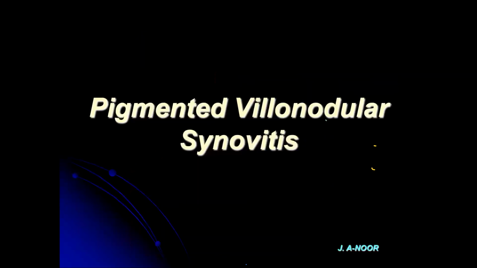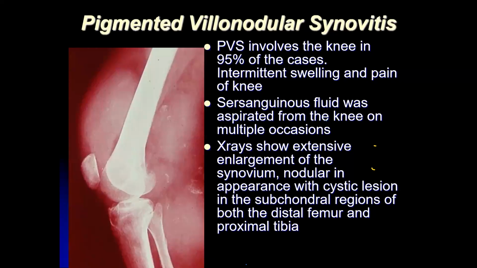Pigmented villonodular synovitis involves the knee in 95% of cases. It involves the hip and even other joints. Serosanguinous fluid was aspirated from the knee on multiple occasions, and X-rays show an enlargement of the synovium, nodular appearance, and cystic lesions in the subchondral region. You see cystic lesions on both sides of the joint.